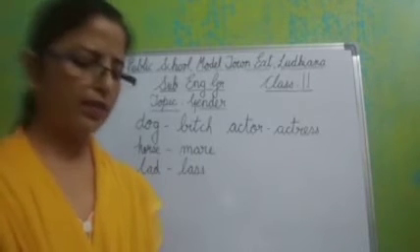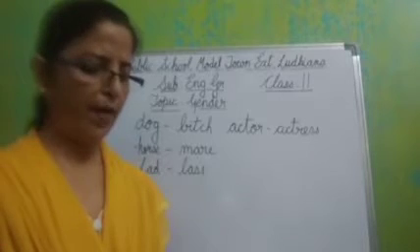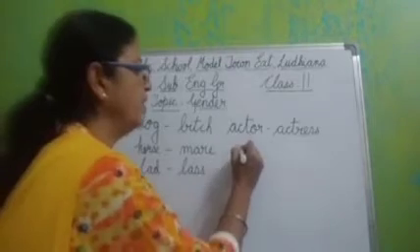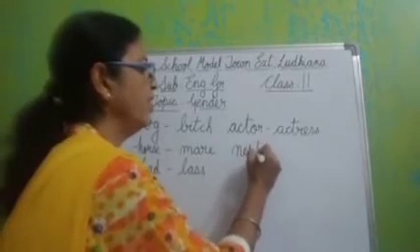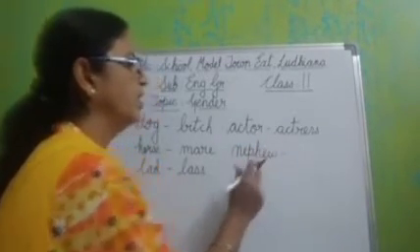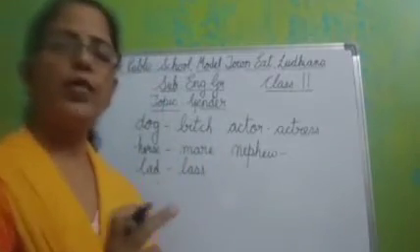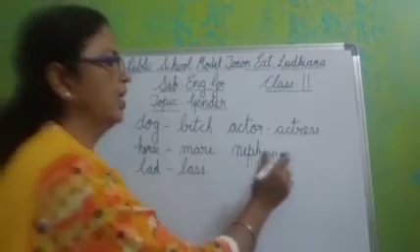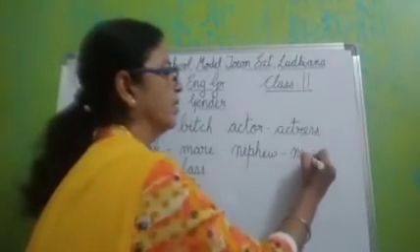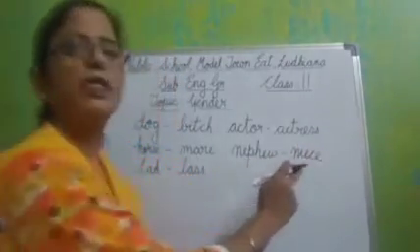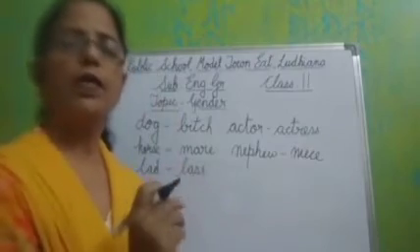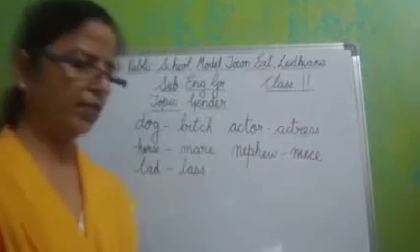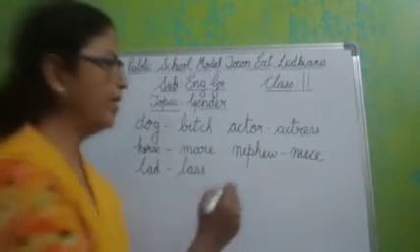Uncle, aunt. Sir, madam. Nephew, niece. Now nephew. Who is a nephew? Now you are the nephew, the boys are nephews of their uncle and aunt. And niece. Niece means the girls are nieces of their uncle and aunt. Now next, bridegroom, bride.